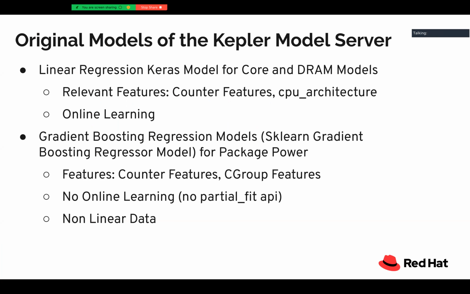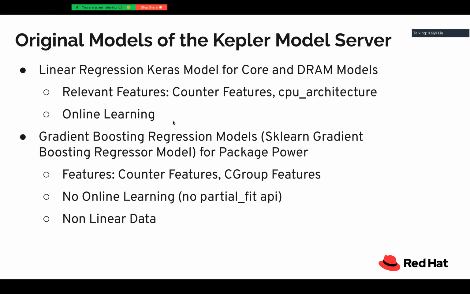So just to get a quick overview of the original models of the Kepler model server. Probably the oldest model was the linear regression Keras models we set up for predicting core and DRAM, and those use the counter features and the CPU architecture. The Keras model by default is capable of online learning. So you can reload a model and then you can just fit it with new training data, and it will continue the training.